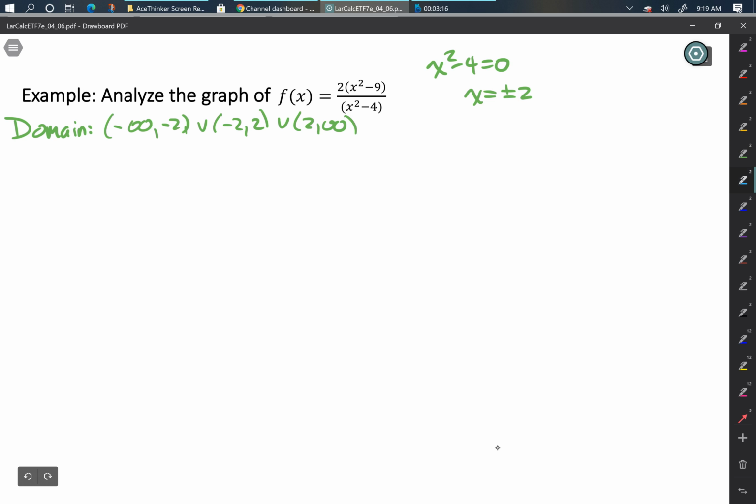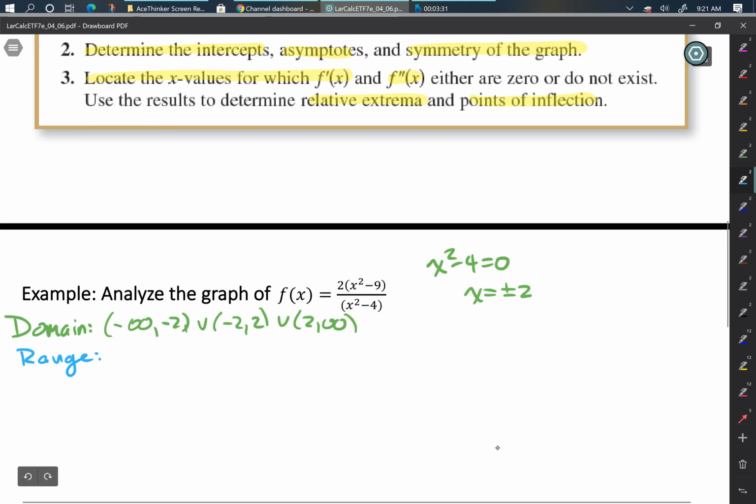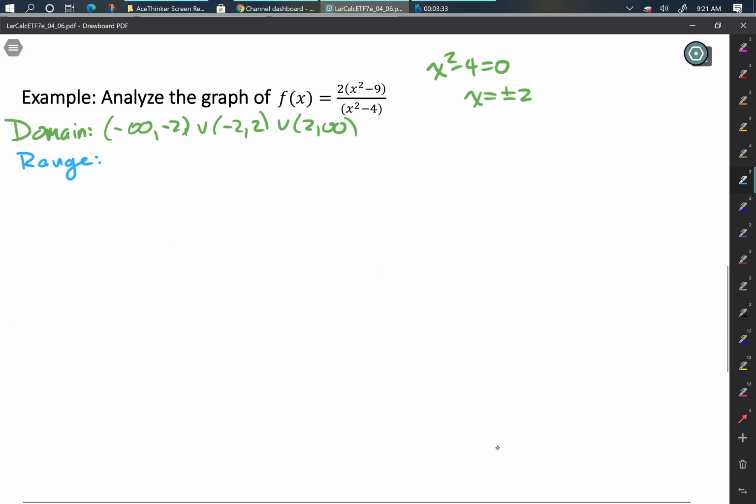Okay? Now, I dislike that they say find the range next, because it's difficult to find the range next. The range should be found later on, so we'll come back and find the range later. Okay? All right, after domain and range, they want us to talk about intercepts, asymptotes, and symmetry. So let's check and see.